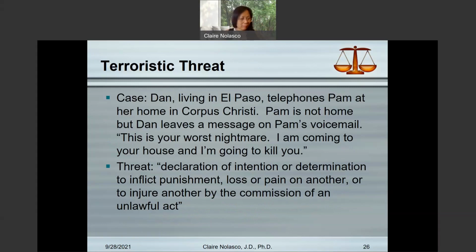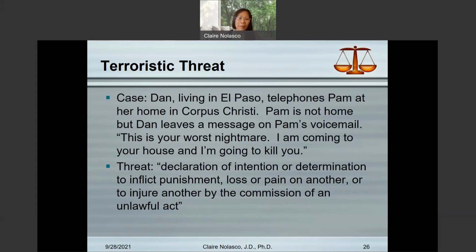Let's look at this next case. Terroristic threat. Dan, living in El Paso, telephones Pam at her home in Corpus Christi. Pam is not home, but Dan leaves a message on Pam's voicemail. "This is your worst nightmare. I'm coming to your house and I'm going to kill you." Okay.